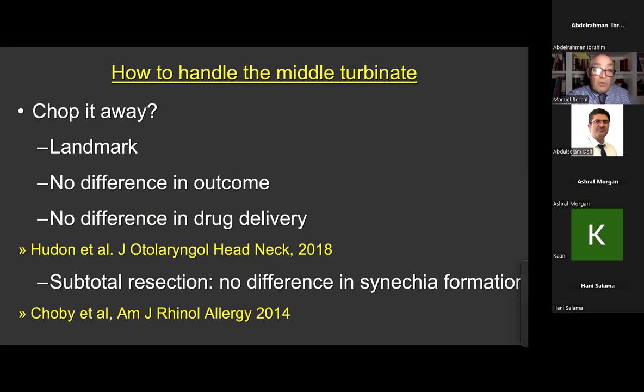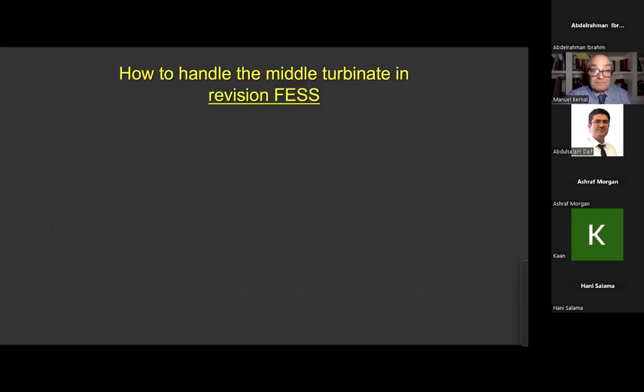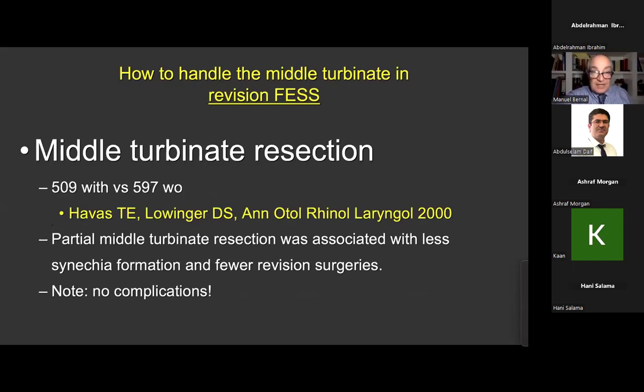However, if you remove the middle turbinate, at least subtotally, there is no difference in an outcome. There is no difference in drug delivery of the ethmoid, okay? And importantly, if you do a subtotal resection, there is no difference in synechia formation. Still, that little lump that remains can lateralize and obstruct and occlude the frontal outflow tract. So how do we handle then the middle turbinate in revision cases?